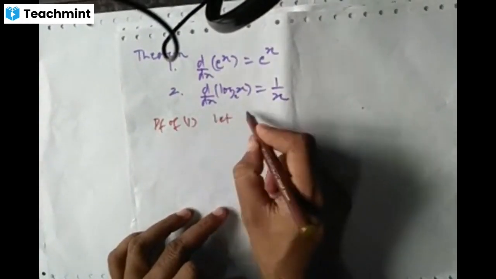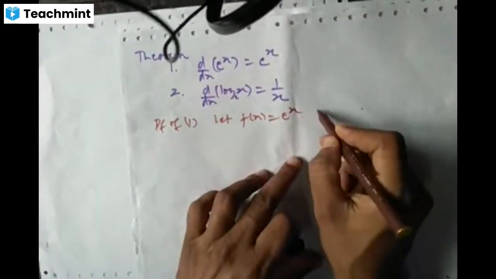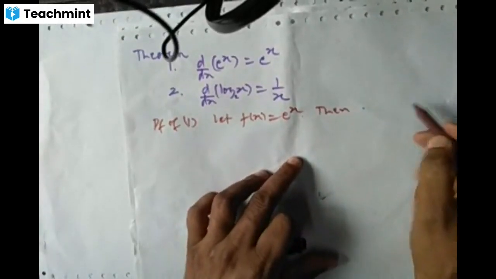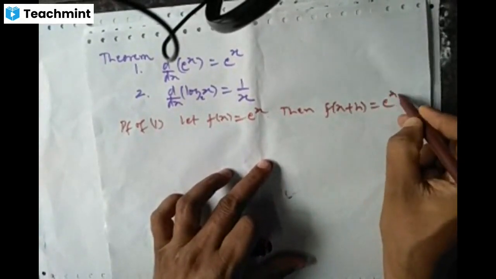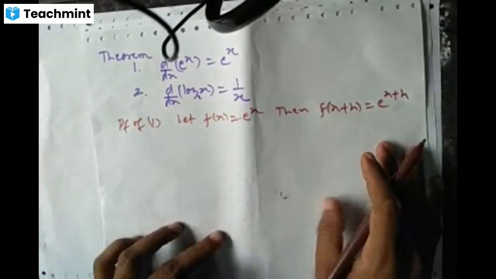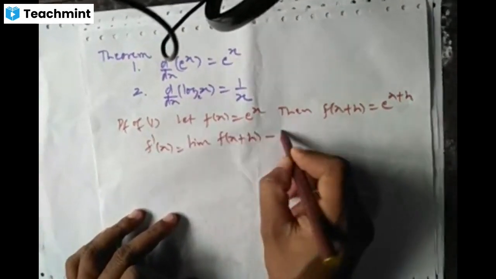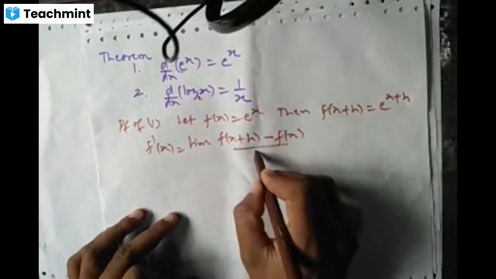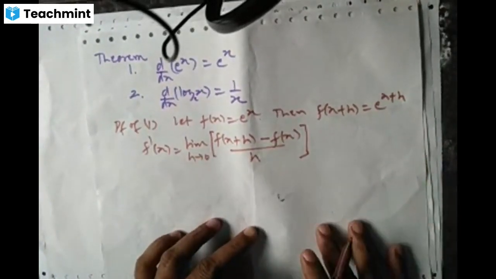Let us take e to the power x as f of x. Let f of x be equal to e to the power x. Then f of x plus h is e to the power x plus h, correct? So now we shall use the definition of derivative. f dash of x is equal to limit of f of x plus h minus f of x, whole thing divided by h, as h tends to 0. Okay, this is the definition of the derivative of a function.